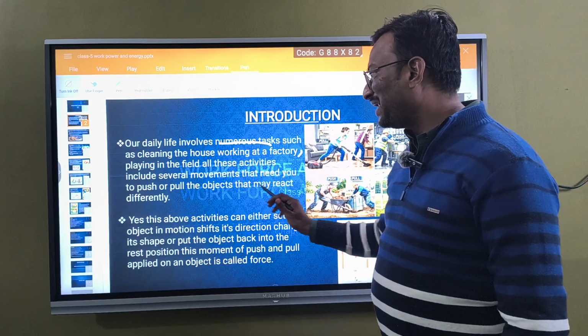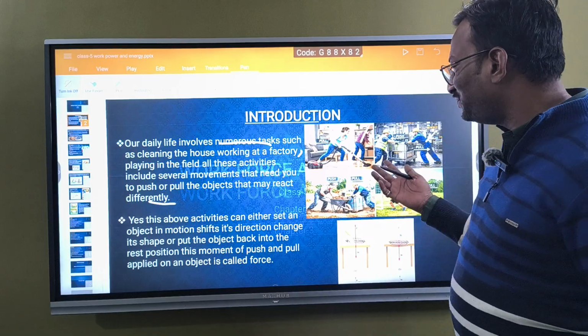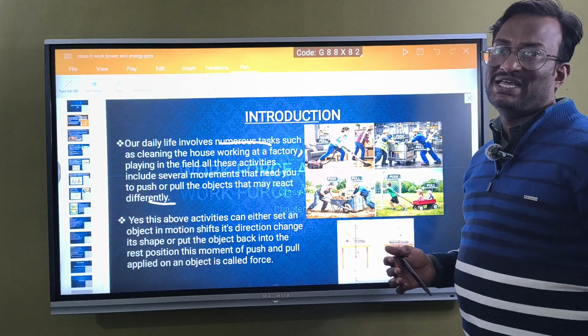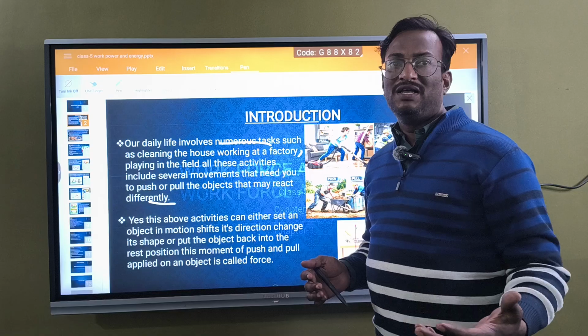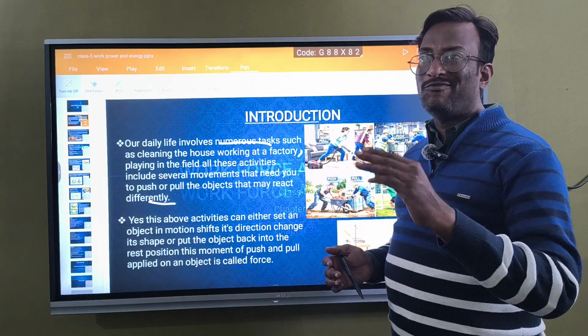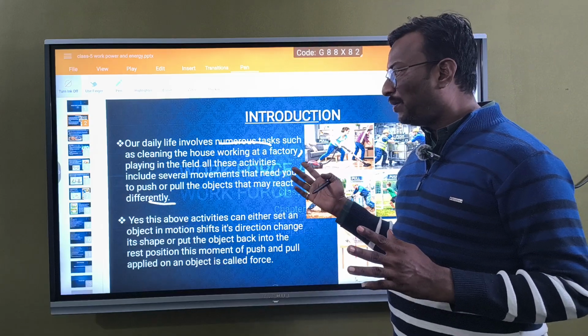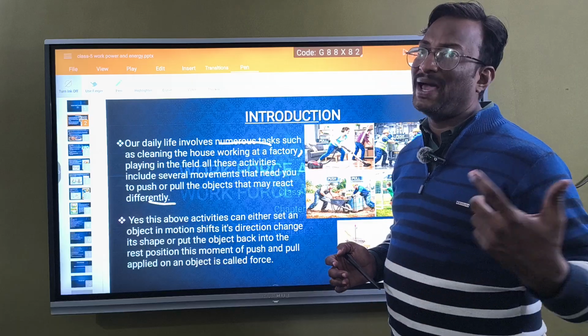The objects may react differently when you push or pull. If the object is too heavy, it will not move. If the object is very light, it will move far away if you apply a large force. Likewise, the objects will respond in a different manner.